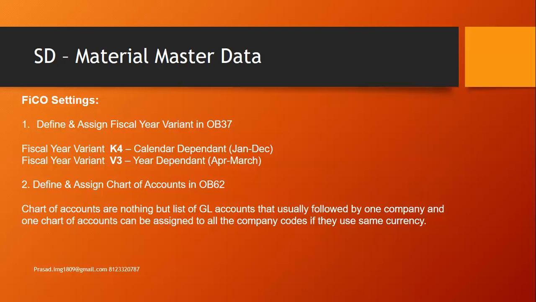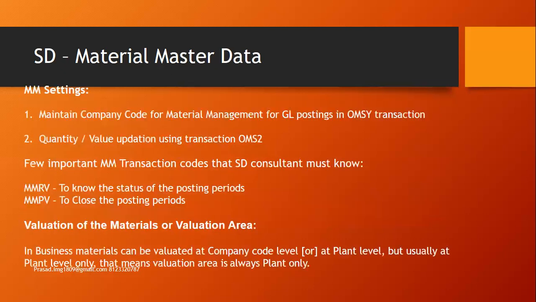So this is very important. Then followed by settings. So here in settings, what are all the important settings which we are going to do here? The maintenance of the company code for the materials management for the GL postings to be successful using the transaction code OMSY. That means all the postings to be updated in that particular setting has to be maintained in the transaction OMSY. Quantity or value updation using the transaction OMS2.